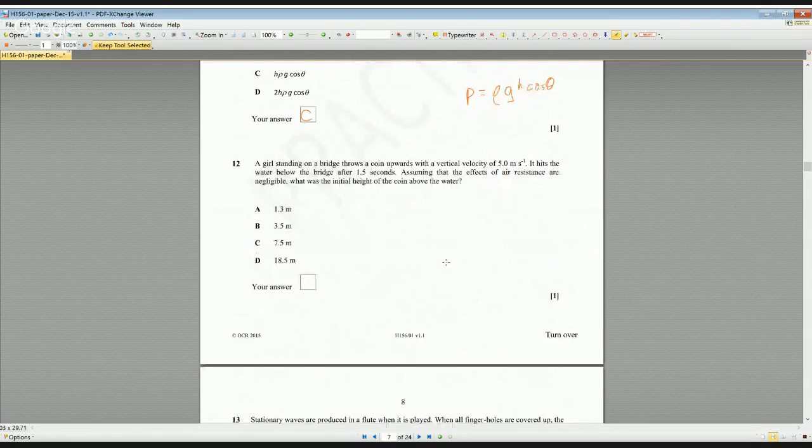Question 12, we've got a girl standing on a bridge, throws a coin upwards, vertical velocity of 5 meters per second. It hits the water below the bridge after 1.5 seconds. Again, assuming air resistance is negligible, what was the height of the coin above the water originally? Now, this is one of those questions where you really do have to put all of your trust in Suvat. So this is our starting position where S, the displacement, is 0. We're going to say that vertically upwards is our positive direction. So the coin goes up and it comes straight back down again.